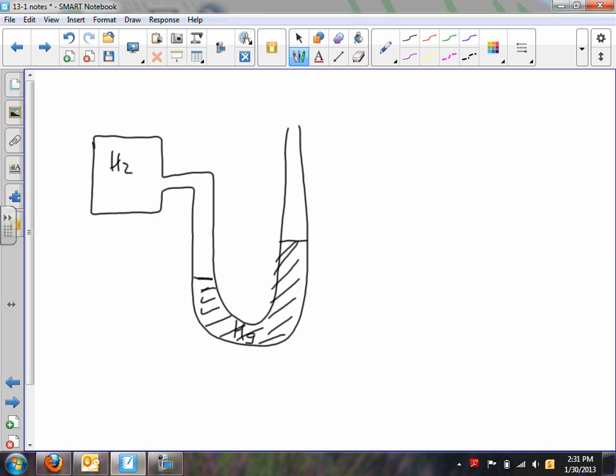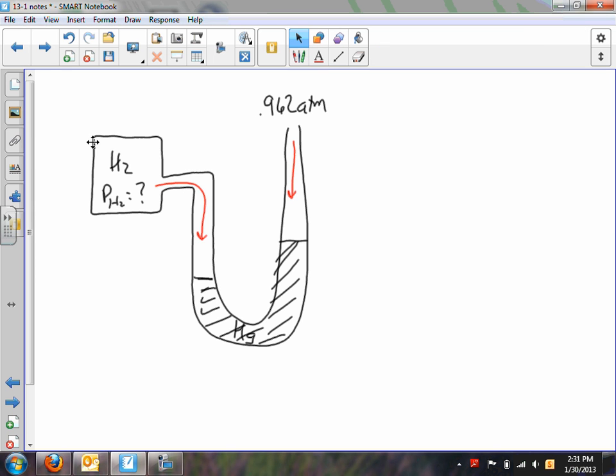And in this case, the atmospheric pressure is 0.962 atmospheres. And I want to figure out what is the pressure of the hydrogen. That's what I don't know. Well, I know the hydrogen gas is pushing down this way, and I know the air is pushing down this way. And let's assume the difference in heights between this height and this height happens to be 12 millimeters of mercury.